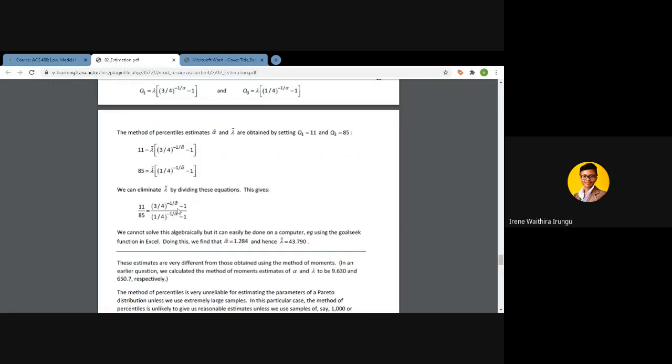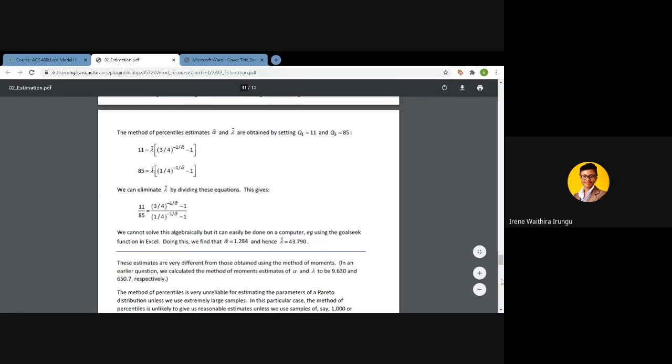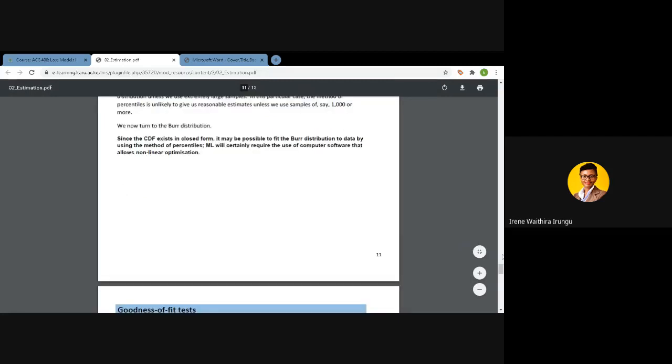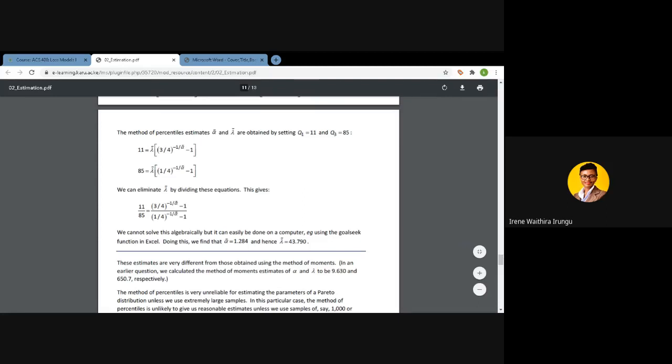You can see this equation only has one unknown, which is negative 1 over alpha. When it only has one unknown, it means you solve for the unknown. In solving this, you should obtain your alpha as 1.284, and your lambda can now be obtained once you substitute this value in either of the two equations. So those are the three methods which we shall be considering: the method of moments, the method of percentiles, and the maximum likelihood estimation methods.